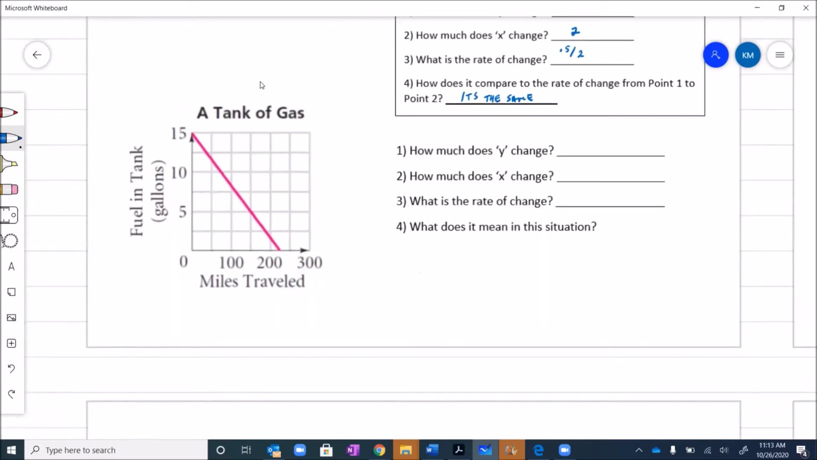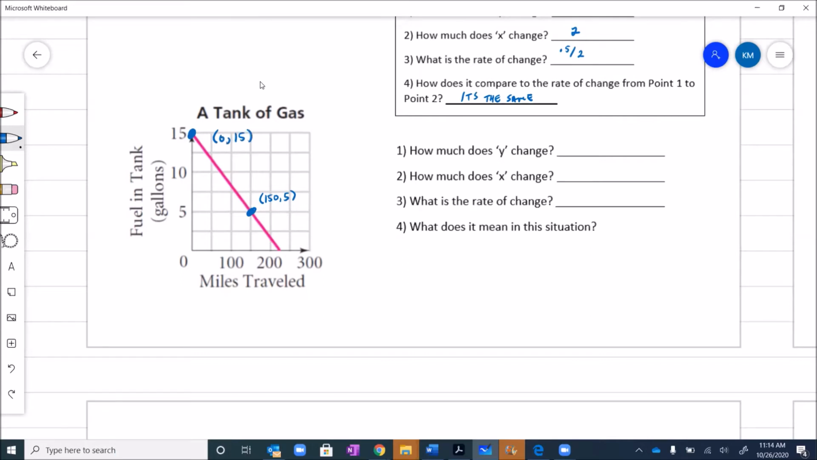Okay, and our next problem, look at rate of change in a graph. Here we have a tank of gas. The y is measuring the fuel in the tank. The x is measuring the miles traveled. Again, it doesn't matter which points we choose, but we will want to choose things that we can clearly identify. So I see this is 15 gallons in the tank, 0 miles driven. You can see that easily. And then here, I have 5 gallons in the tank, 150 miles driven. So we're at 150 and 5, and we're at 0, 15.